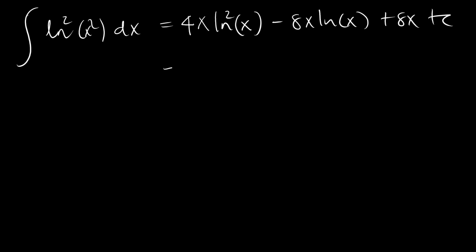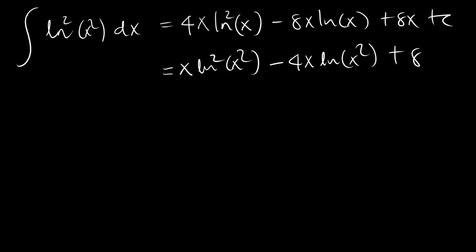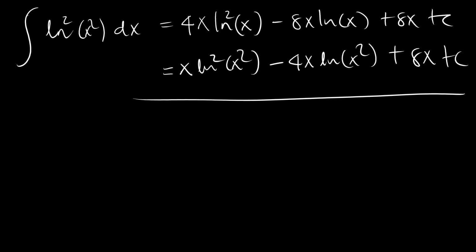We could also express this as x ln squared x, because we have twice of this, you are squaring this, and the 2 would go up, minus 4x ln x squared plus 8x plus c. So whatever works for you is fine, but that's also another way we would express it.